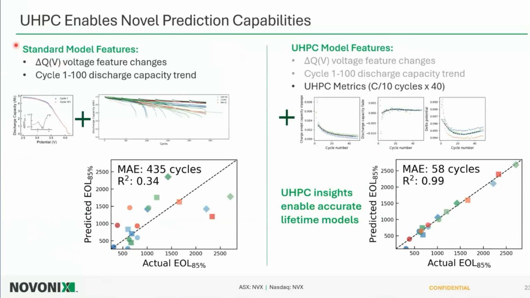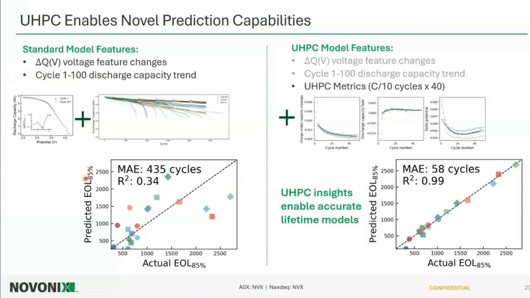We did two different methods of using some standard model features. Anyone familiar with lifetime prediction may have read papers by Severson, and this is using things like delta QV voltage features as feature sets for these models. So looking at the changes of the voltage-capacity curves over cycling, and then using the trend of the first 100 cycles of the discharge capacity trend. So use some early data and try to predict what's going to happen later.